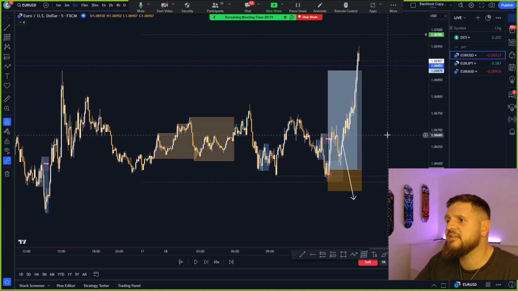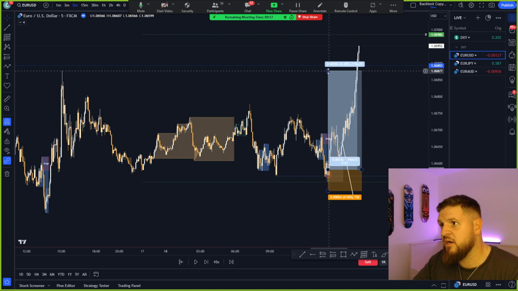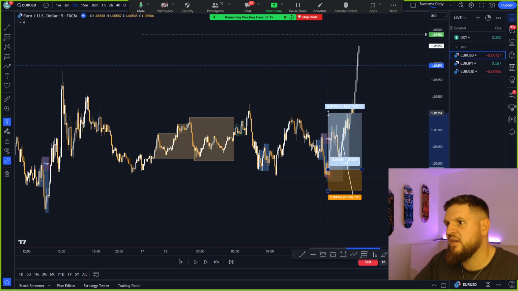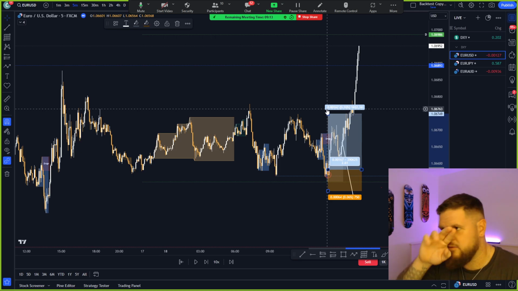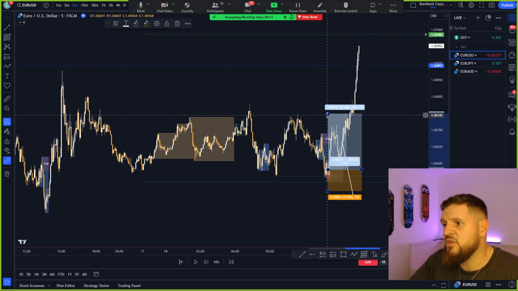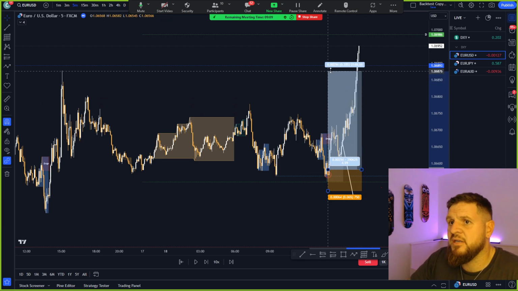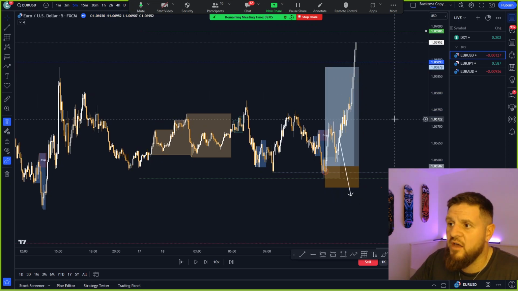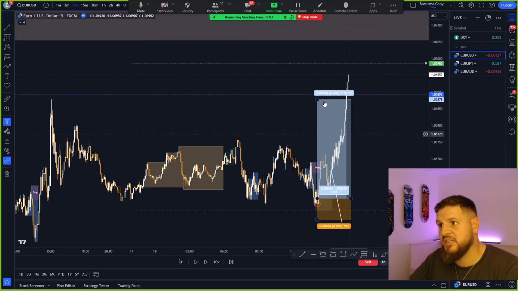In this example, you would have got yourself out 2R there, okay? So let's say you were trading 1%. You would have got out 0.5% here. You'd have then had 0.5% left on the market, and you'd have got out 4R there, so that would be another 0.5% if you wanted to close.